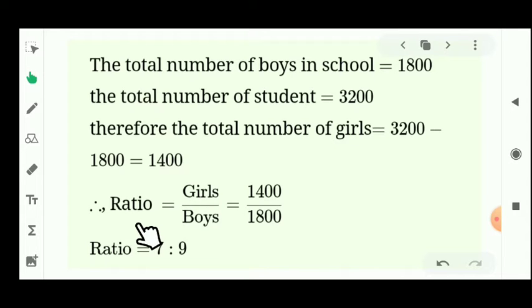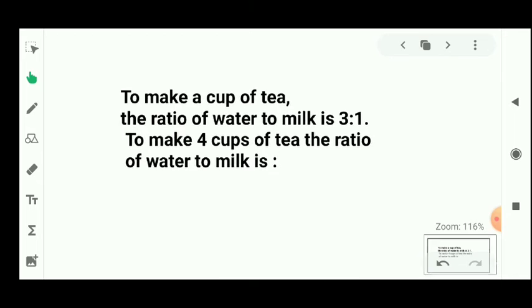So we have to find out the ratio of the girls to the boys. That means the ratio will be 1400 upon 1800. After solving it, its value will be 7 upon 9. That means 7:9. So which option will be right? Option number C. Let's see the next question.